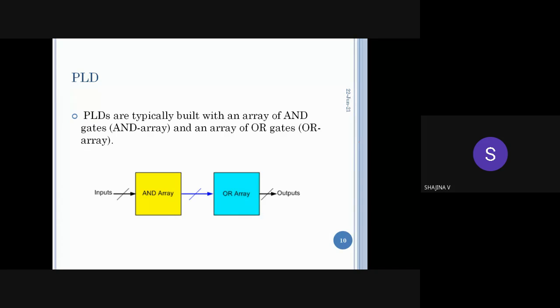Yes, PAL. Good. PAL was there, programmable array logic. Then PLA.